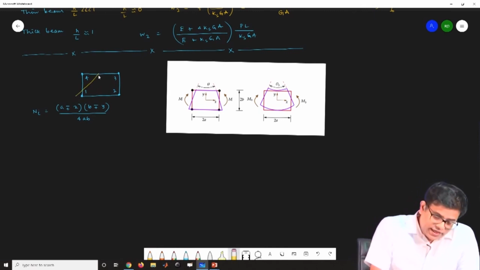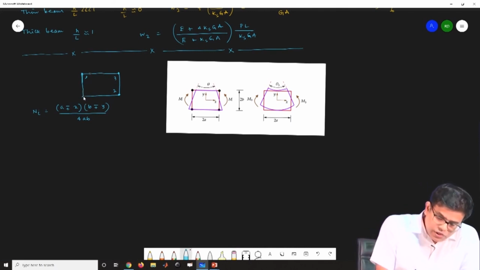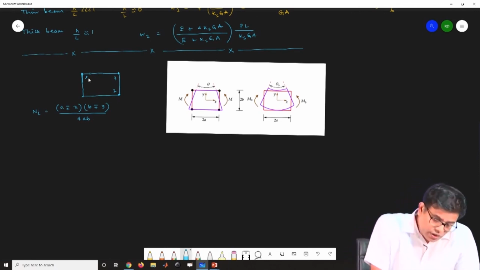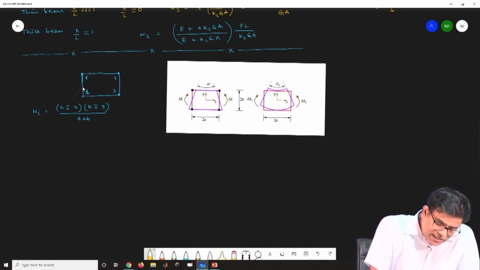So let me draw it again. What will happen to this element? It will just bend like this. Why will it bend like this? Because it cannot represent pure bending behavior. Why? Because it is a bilinear element.